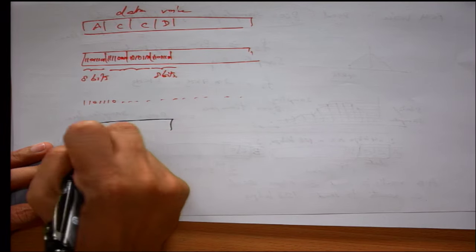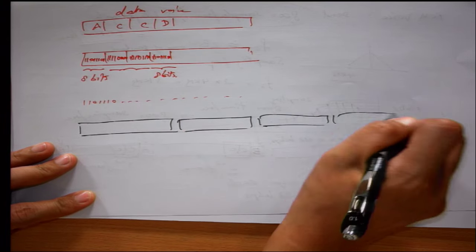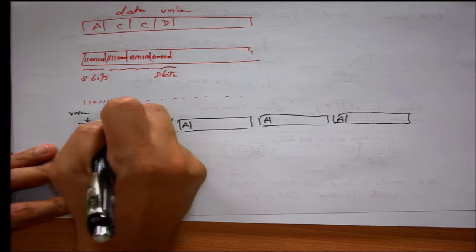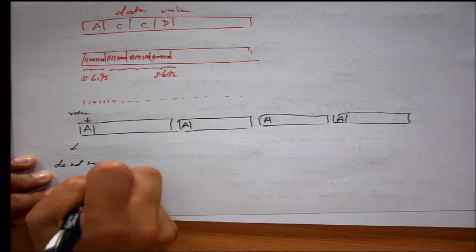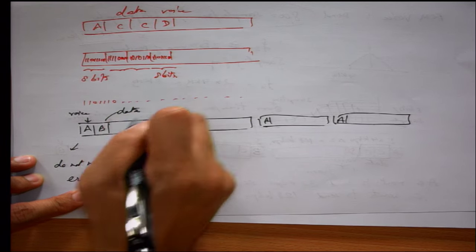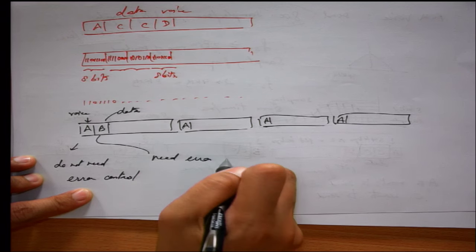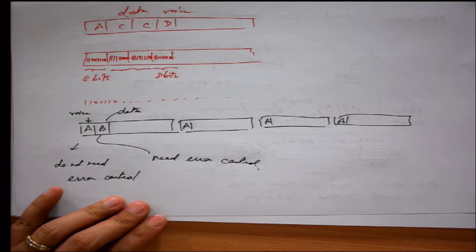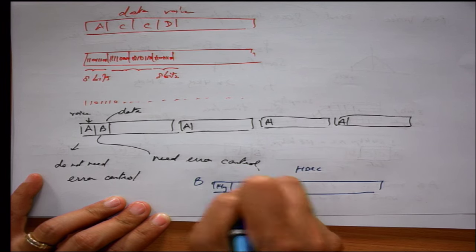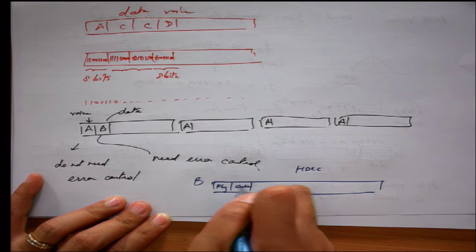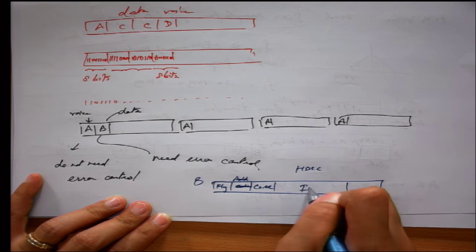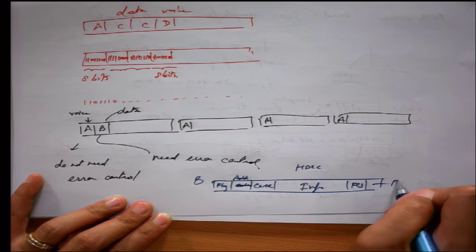Suppose you have many frames, okay, and suppose A is voice, okay, and A does not need error control. Suppose B is data, B needs error control. Okay, so what we can do is, for user B, suppose we use HDLC, so it has the flag and control, something like that, address, and control, okay, and then information, and then FCS, and then flag, okay.